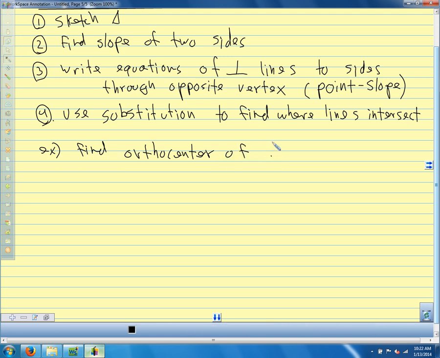So we want to find the orthocenter of the triangle with vertices at (3, -2), (9, -2), and (5, 6).